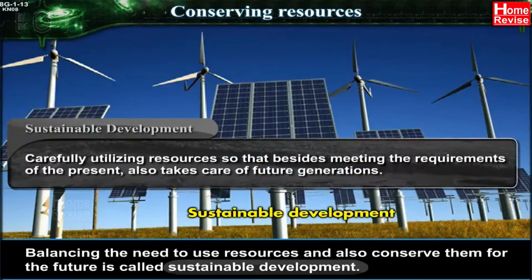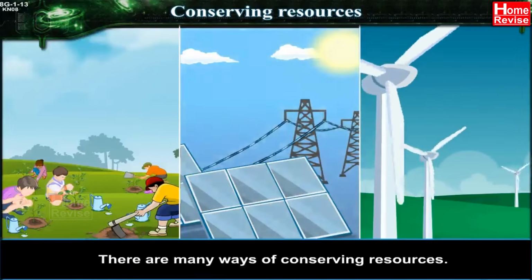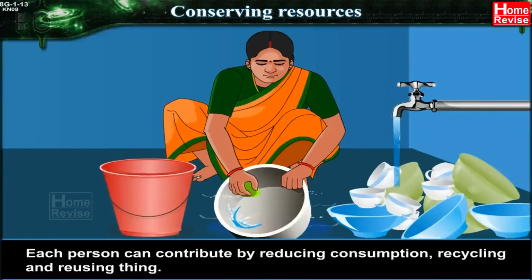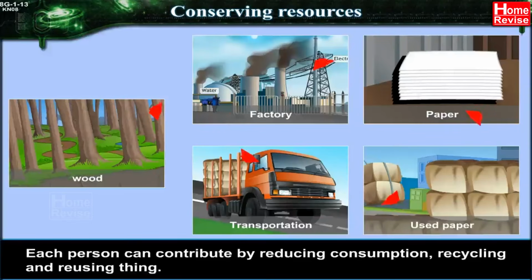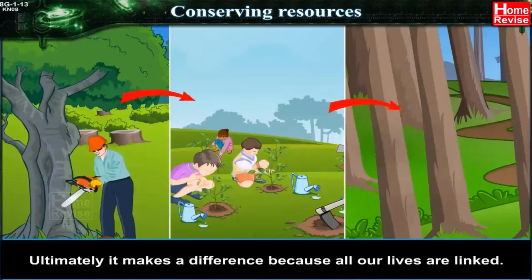Sustainable development means carefully utilizing resources so that, besides meeting the requirements of the present, it also takes care of future generations. There are many ways of conserving resources. Each person can contribute by reducing consumption, recycling, and reusing things. Ultimately, it makes a difference because all our lives are linked.